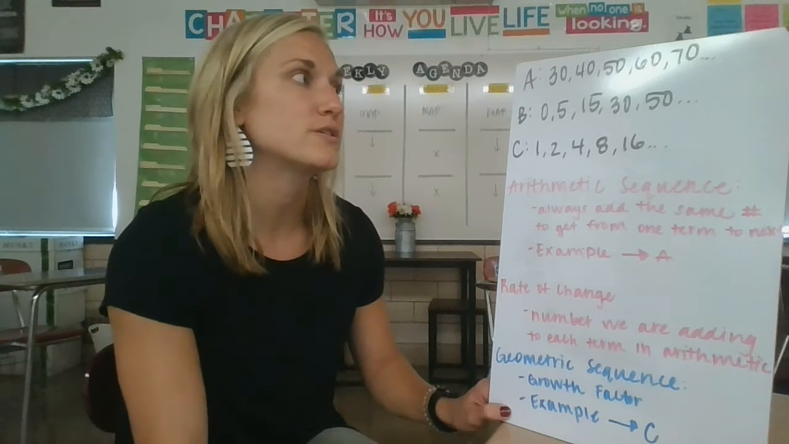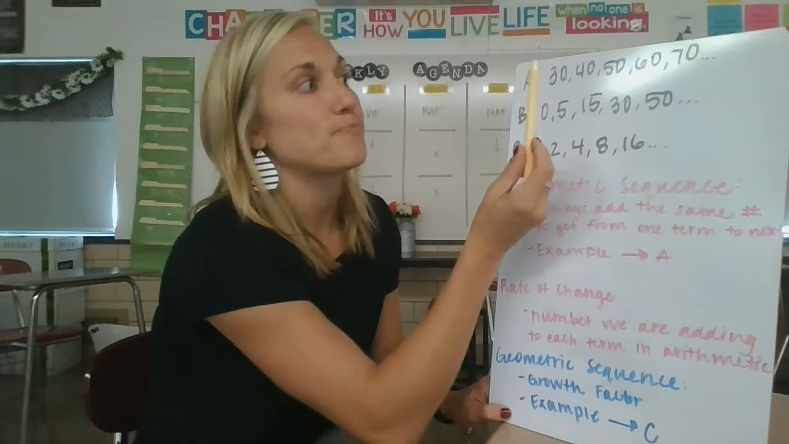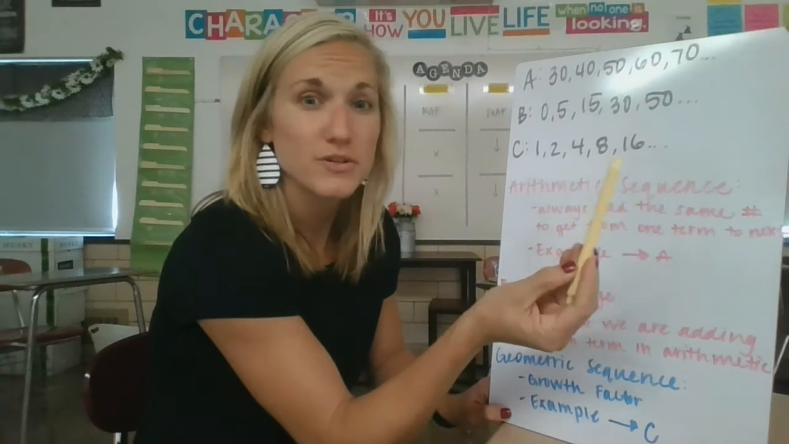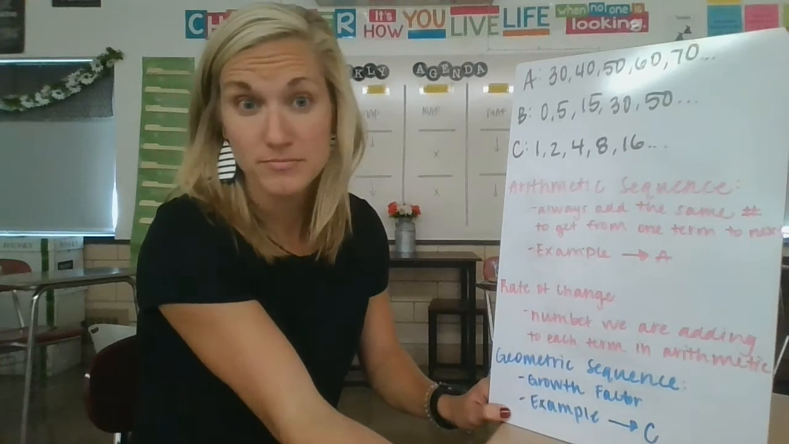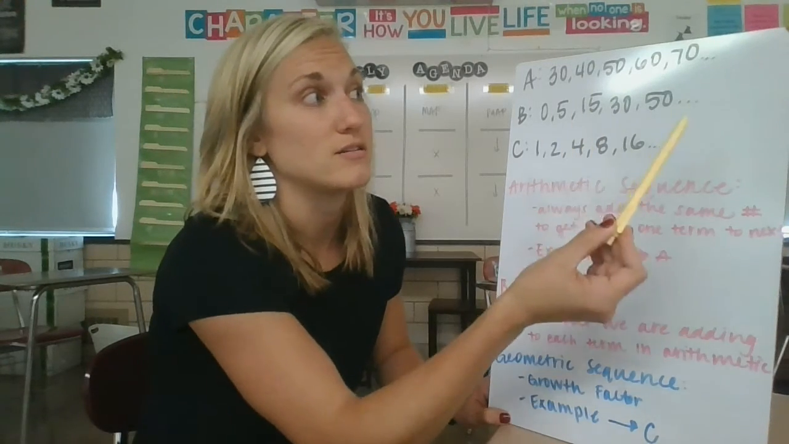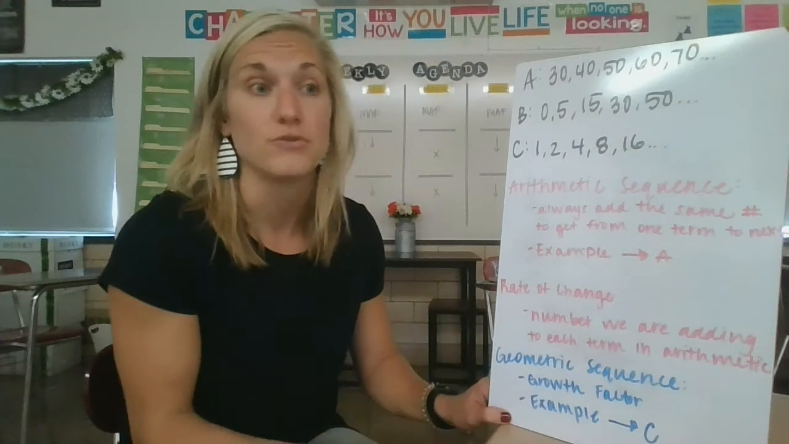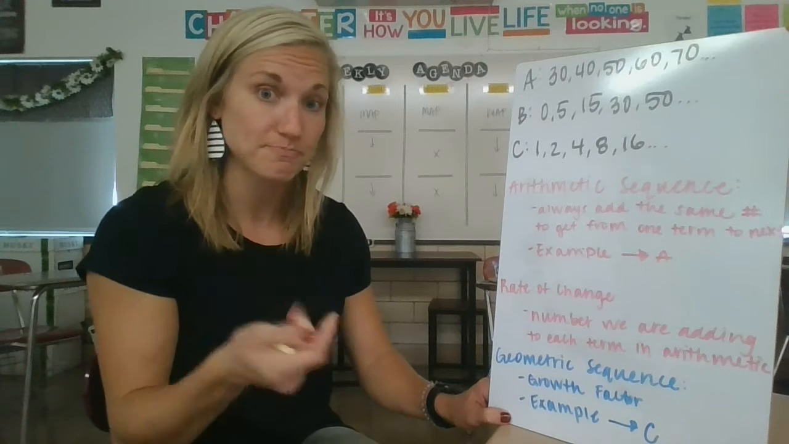So you should have noticed in A that you were adding 10 each time. So it would be pretty easy to be able to name the next 5 terms. They would just be 80, 90, 100, 110, and you could continue to go by adding 10 each time.